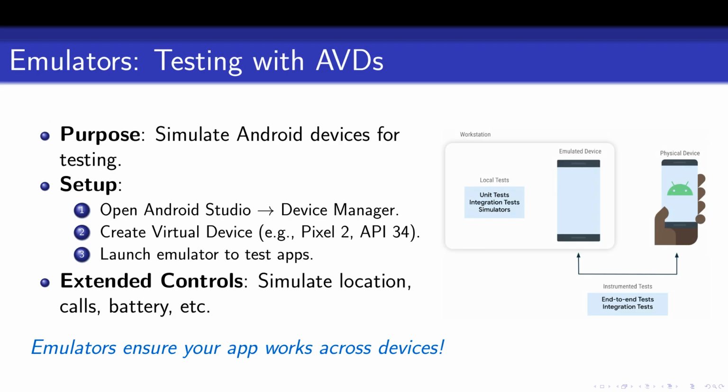Emulators let you test apps on virtual Android devices, like a Pixel 2 with API 34. You set them up in Android Studio's Device Manager, create a virtual device, and launch it to run your app. Extended controls simulate real-world scenarios, like changing location or mimicking calls, making emulators a must-have for catching bugs before release.